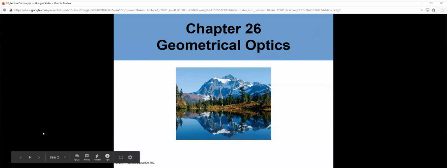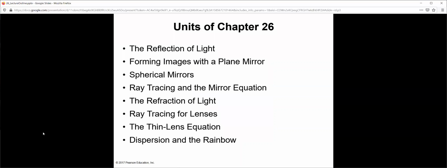This picture is an example of, well, as I said, geometric optics. Why does the reflection off the lake look as good as it does? We'll discuss the math behind that. In this chapter, we'll be discussing these particular subsections: reflection of light, images in plane mirrors, spherical mirrors, ray tracing, refraction of light, ray tracing in lenses, the thin lens equation, and finally, rainbows.